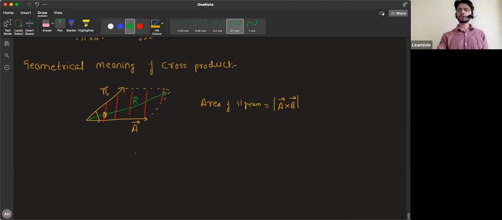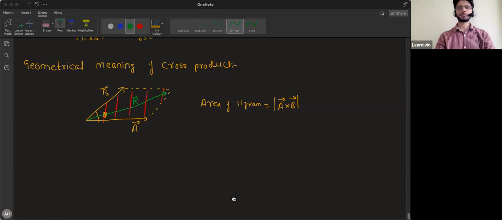This is about cross product. We'll do one question from the PYQ and we'll start motion in one dimension. Just one last question and then we will be starting the next chapter. Just note it down.